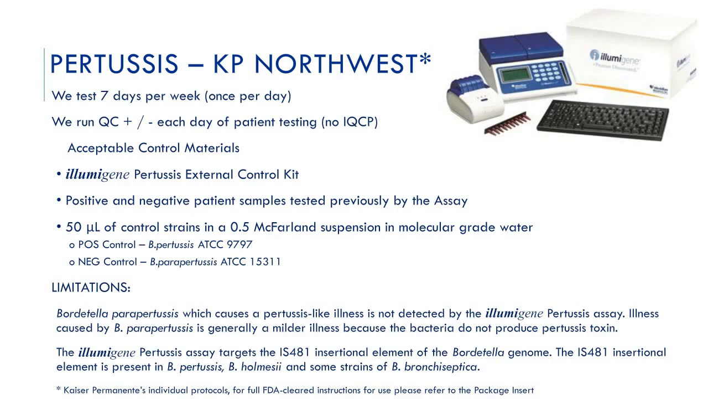The illumigene PCR assay does target the IS481 insertional element of the Bordetella genome. Now, this IS481 insertional element is present in high copy numbers in Bordetella pertussis, and in lower numbers in both Bordetella holmesii and also in some strains of Bordetella bronchiseptica. Now, we know Bordetella bronchiseptica is a very rare event in humans. It does happen, but it's very rare. So it could potentially be detected by this assay. Bordetella holmesii is probably more common in humans, although it's not nearly as common as Bordetella pertussis.